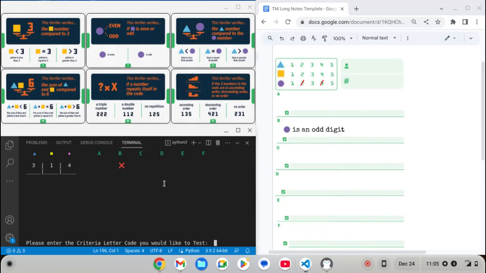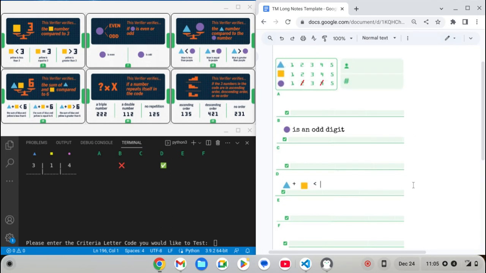Okay. I think the next thing I'd like to test is criteria card D. Okay, so the Turing Machine does approve of my choice. In criteria card D, we're adding up the first 2 digits. So 3 plus 1 is 4. 4 is less than 6, and since the Turing Machine approves of that, it is true that the sum of the first two digits should be less than 6. So let's go ahead and type that up in our notes in section D. And we'll say that triangle plus square should be less than 6.